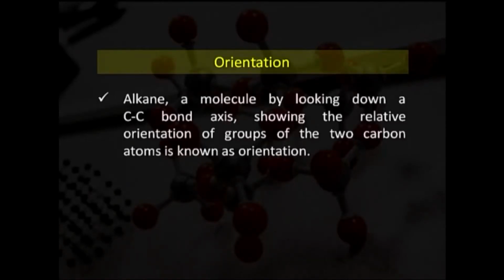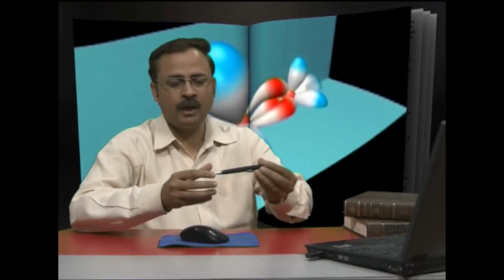Looking at an alkane molecule down a carbon-carbon bond axis, showing the relative orientation of groups on the two carbon atoms, is known as orientation. Means, if we say that this is the first carbon atom and this one is the other carbon atom, when these both are joined by this single covalent bond, then these are the four groups, or you may say these are the four different hydrogen atoms. So, when the orientation of these hydrogen atoms takes place, we may say that is the orientation process.